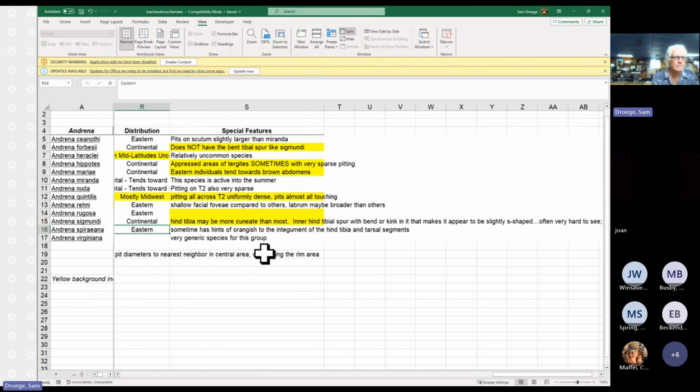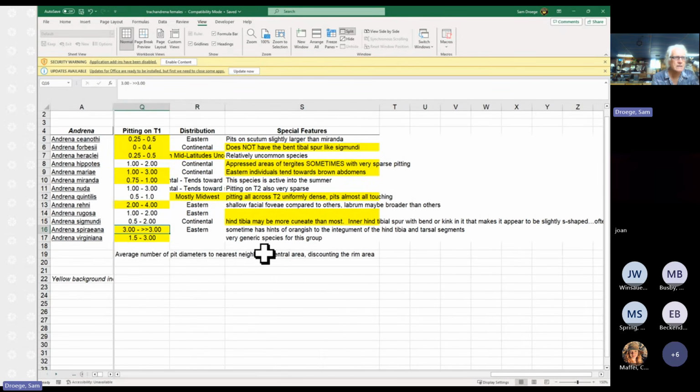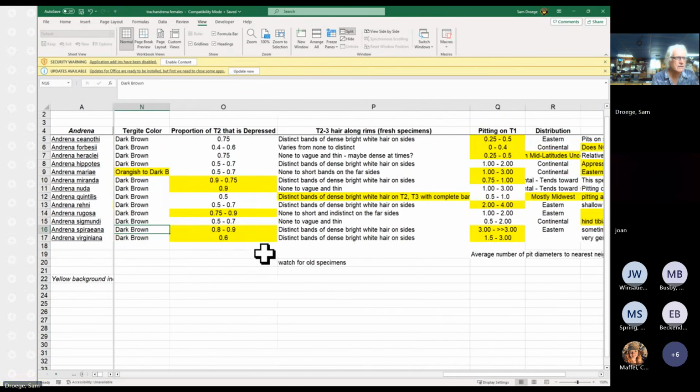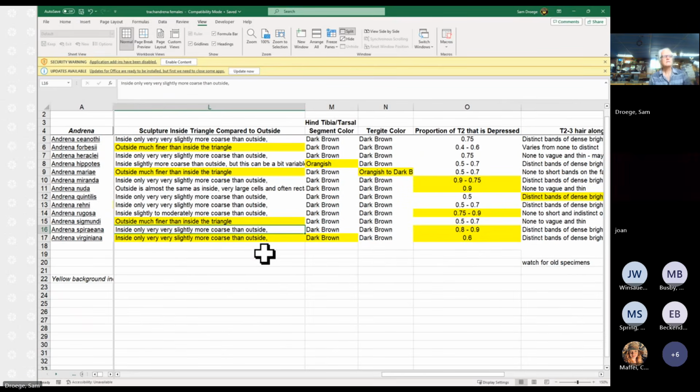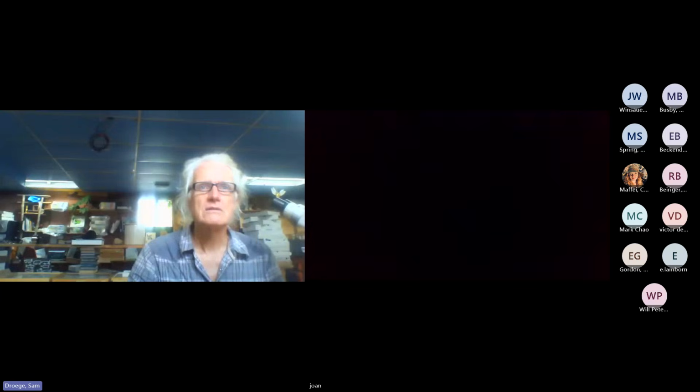So, anyone have any questions about this? Not in the chat, but you're welcome to unmute. This is a tricky group. The real tricky group are the males of this group, which I don't identify. I just call them Trachandrena, except Hippodes, which has orange legs. Easy enough. It's on the list of things to investigate.